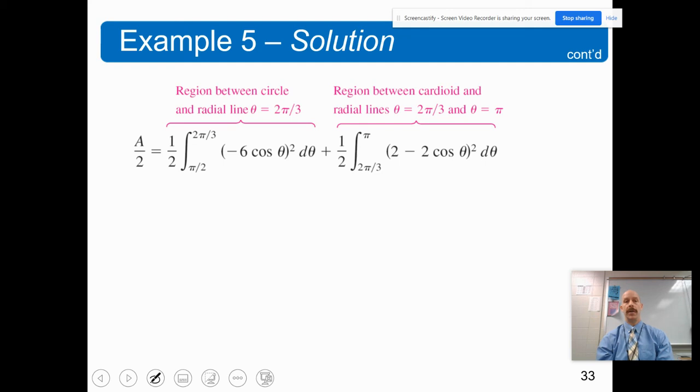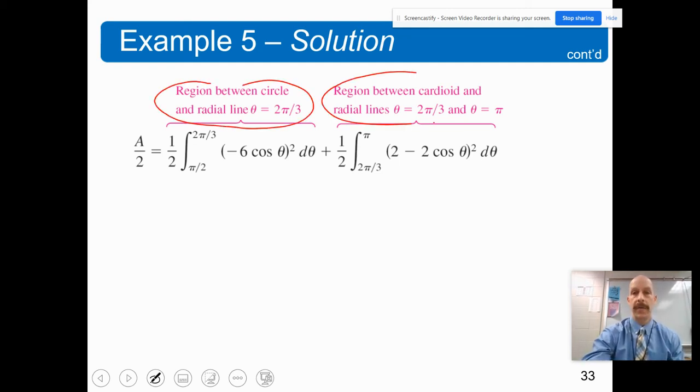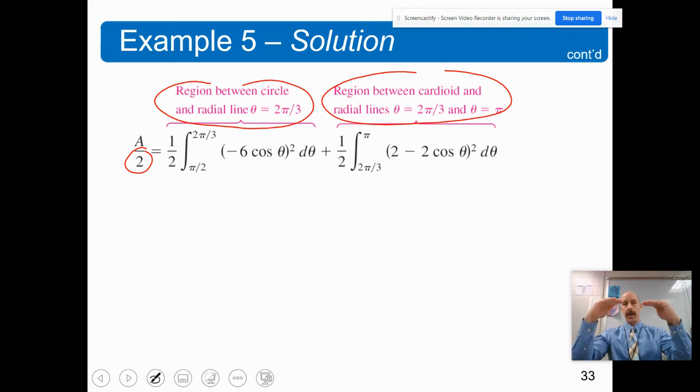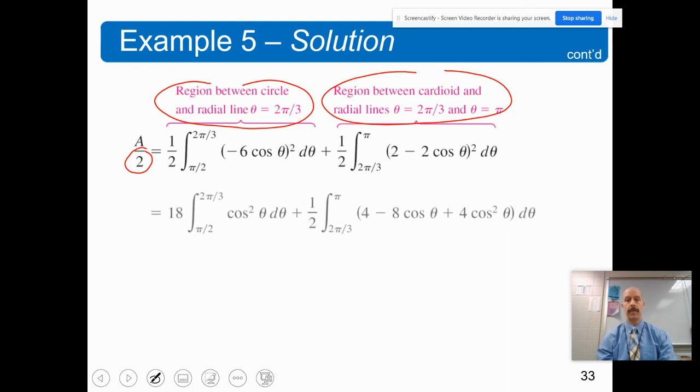So here's the blue region, and then here's the red region. Notice we're using our formula again. By the way, notice our total area, this divided by 2, that's because we're just finding the upper area. So this is going to be 1/2, going from pi over 2 to 2 pi over 3 of negative 6 cosine theta squared d theta. And then the second piece is going to be 1/2, 2 pi over 3 to pi of 2 minus 2 cosine theta squared d theta.